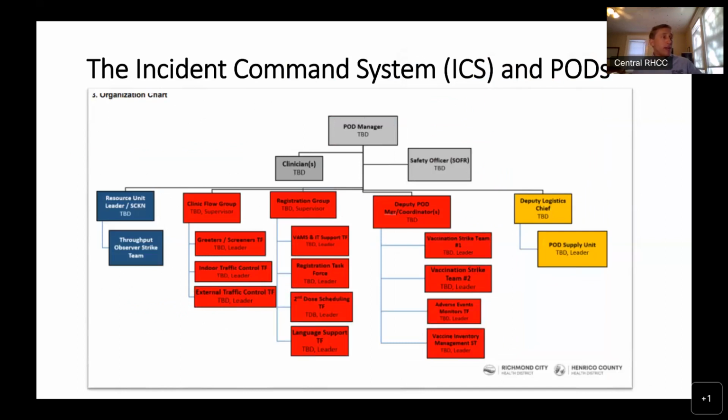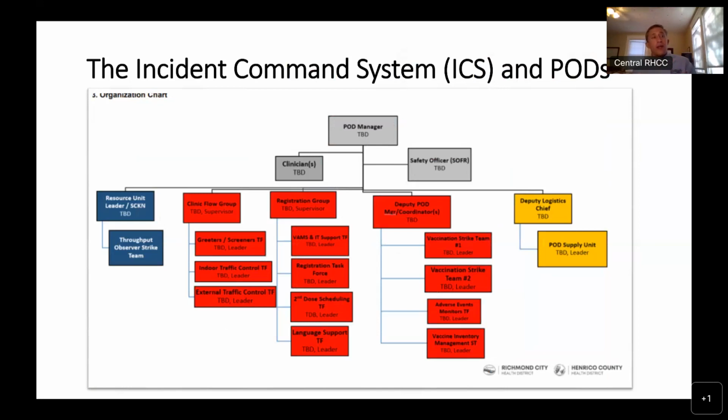you have your planning section, and they're responsible for determining the pod site, coming up with the incident action plan diagrams that I showed you before, and making sure everybody has that information prior to the pod. And then in red, you have operations, and that's the boots on the ground. Those are the vaccinators, the registrars, the greeters and screeners, traffic control, and that sort of thing. And that's really where the bulk of our volunteers fit in.